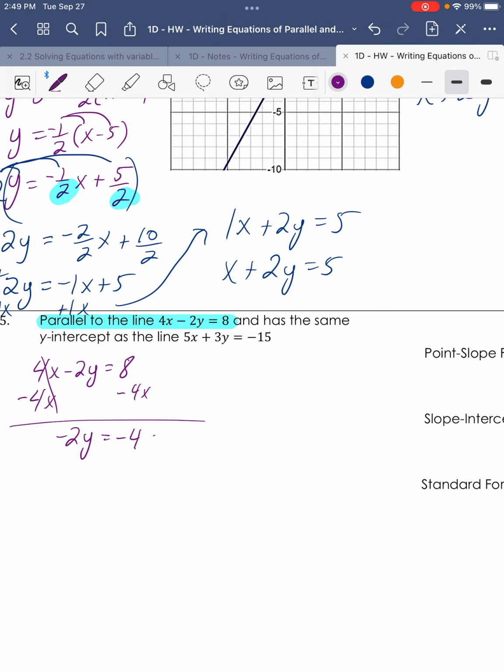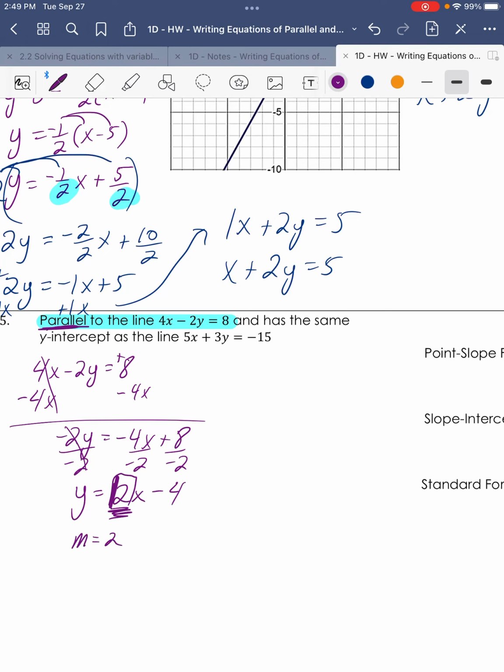I'm going to put the x term first, and then plus 8. Divide by negative 2 on every term. Anytime you multiply or divide, you have to multiply or divide every term by that. Negative 4 divided by negative 2 is 2x. 8 divided by negative 2 is negative 4. So here's my slope, it is 2. We're going to be parallel, so we're going to use that slope of 2.